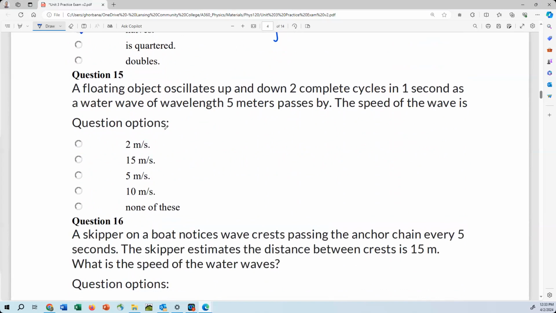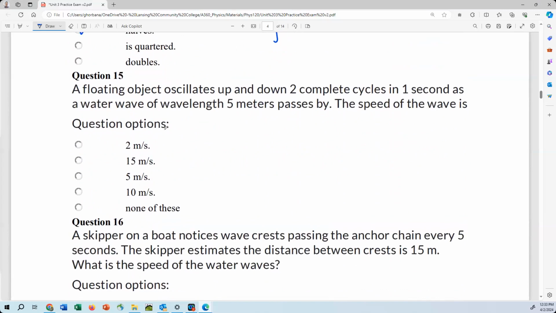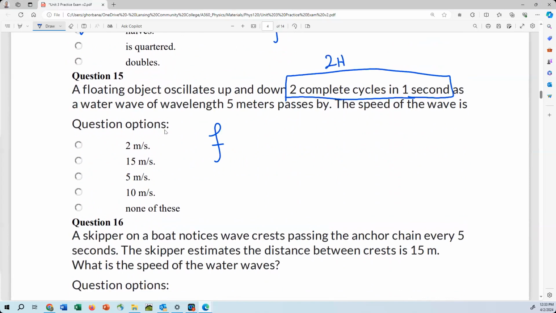Number 15 is exactly like the question that we solved before. Again, a floating object oscillates up and down to complete a cycle in 1 second. So what this means is that it is 2 hertz. Number of cycles, number of vibrations over time. 2 vibrations over 1 second. So the frequency is 2 hertz.